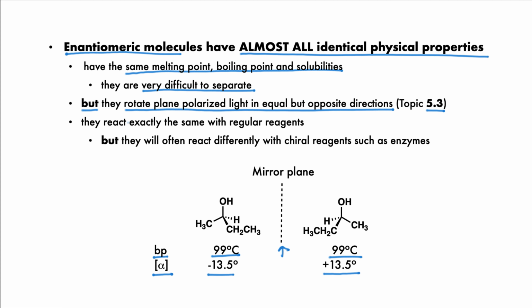The last thing I'll mention is that enantiomers will react the same with regular reagents. But they tend to react differently with chiral reagents like enzymes. It is likely one enantiomer of 2-butanol would react with an appropriate enzyme and one would not react at all.